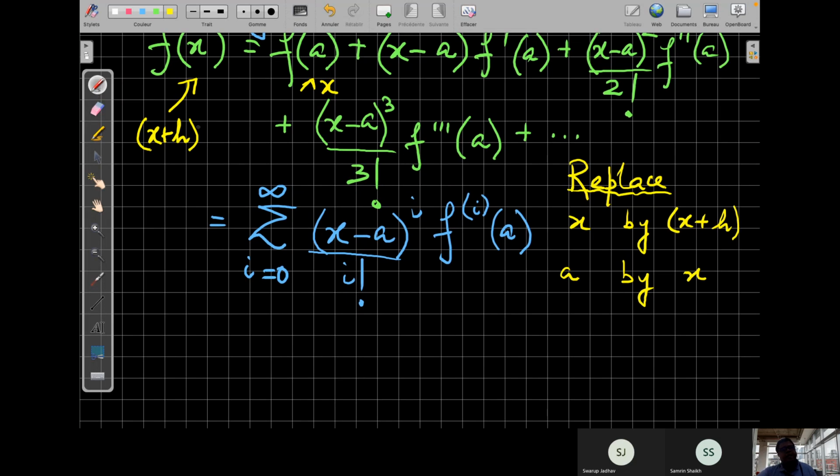So I'm going to replace x by x plus h. Okay, so it will look like this: f of x plus h, isn't it? Yes, sir. Okay, and then what will happen here? f of x, correct? And what will happen here?